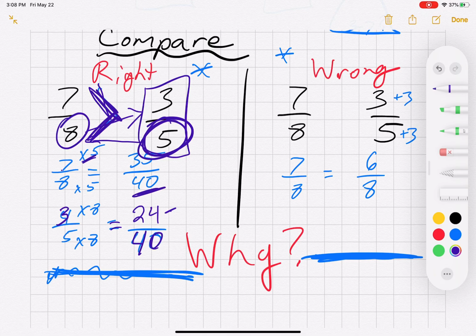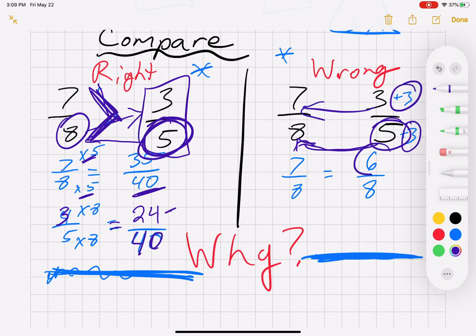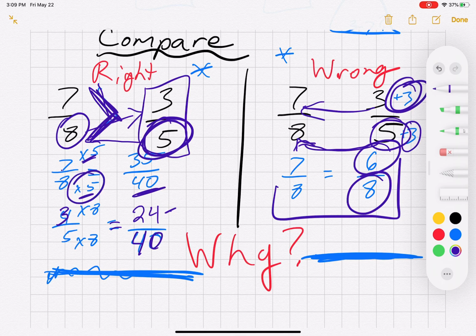Okay, notice that I'm multiplying. What this person did here is they went, oh, I need to get a common denominator, so I need to change the 5 to an 8, and I do that by adding 3, and then I'm going to do the same to the top, but they're adding 3 so that they have 6 over 8. Okay, so this is not correct. We don't add, we multiply by the opposite denominator.